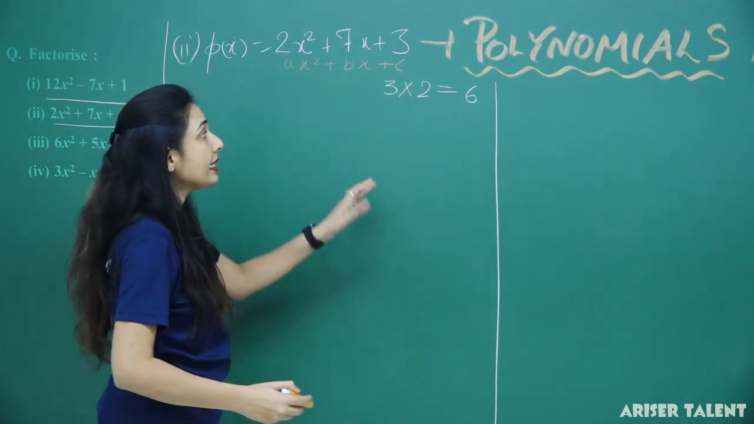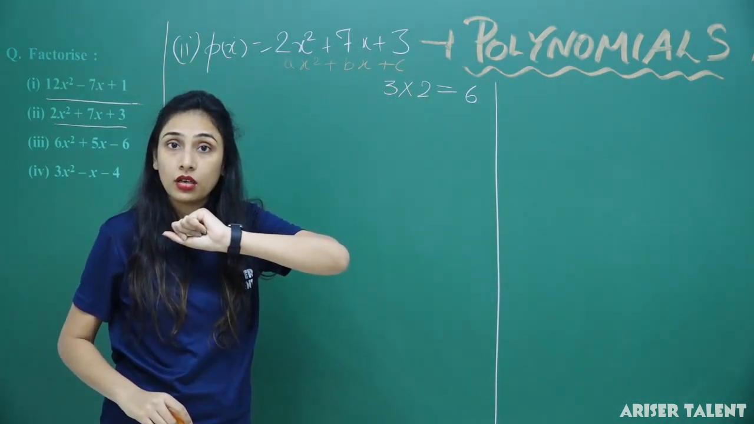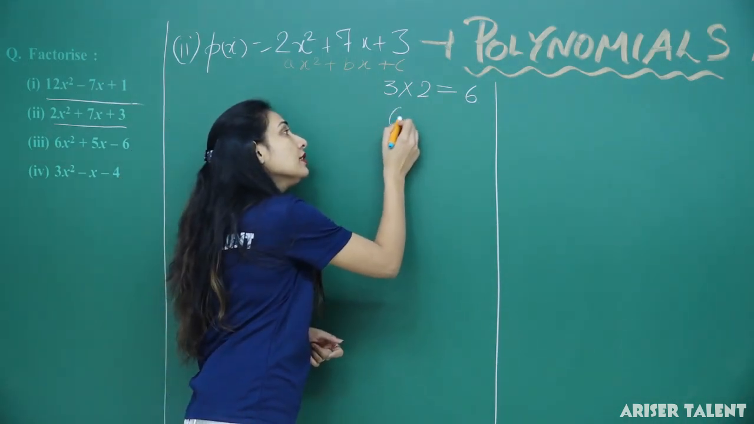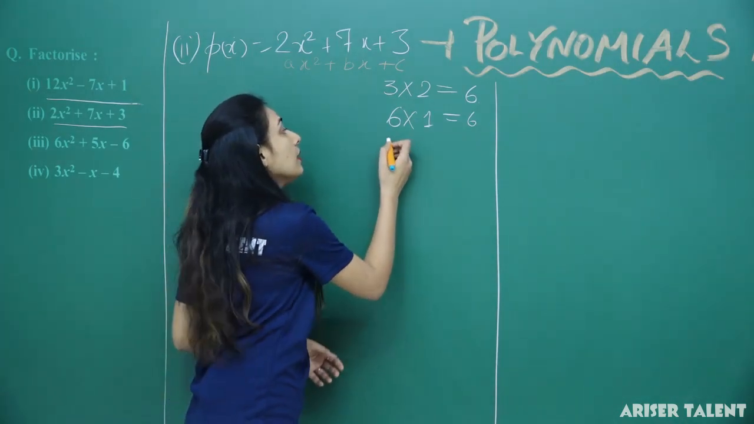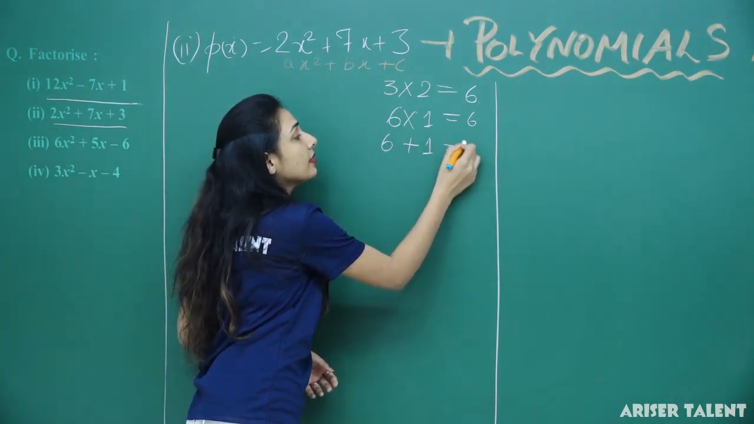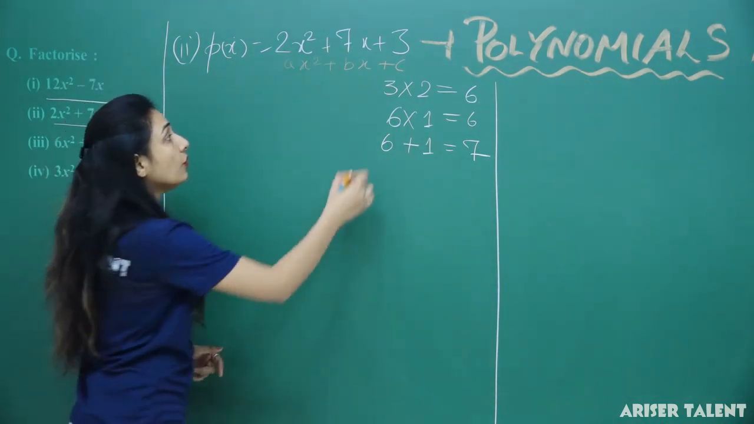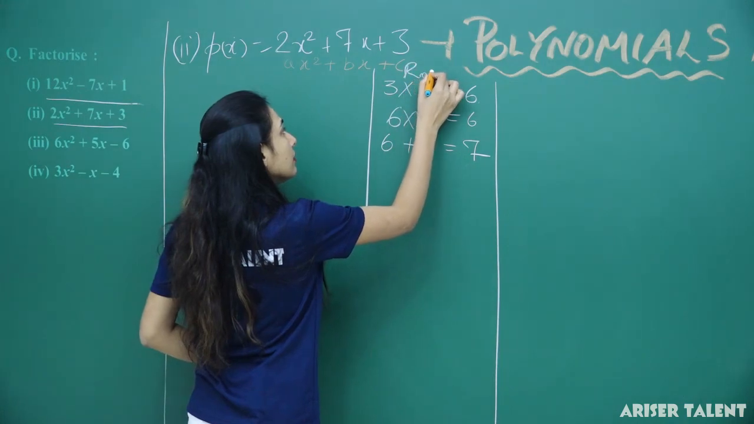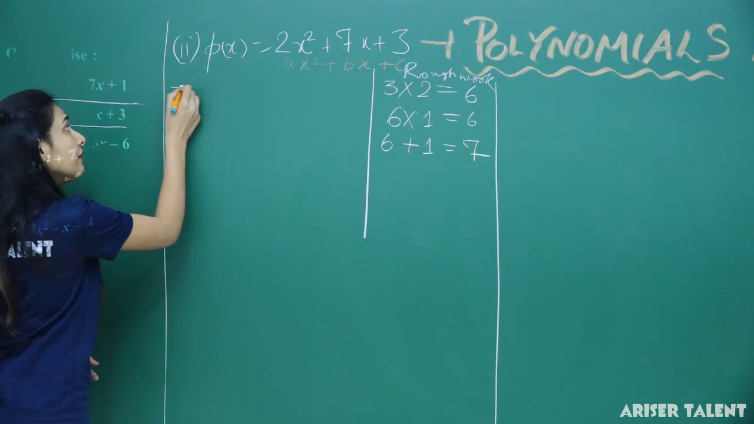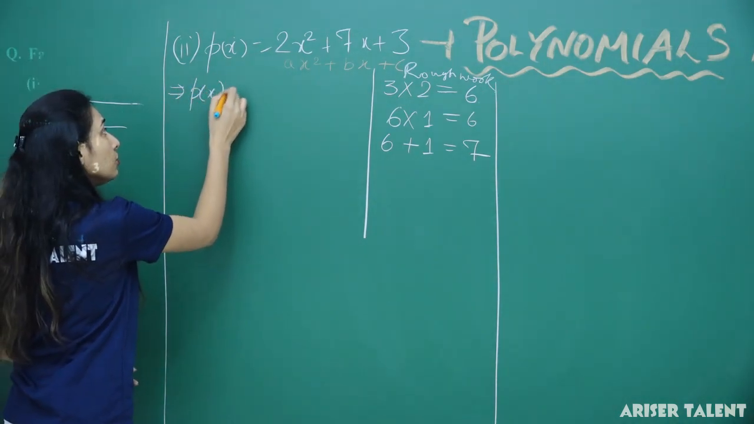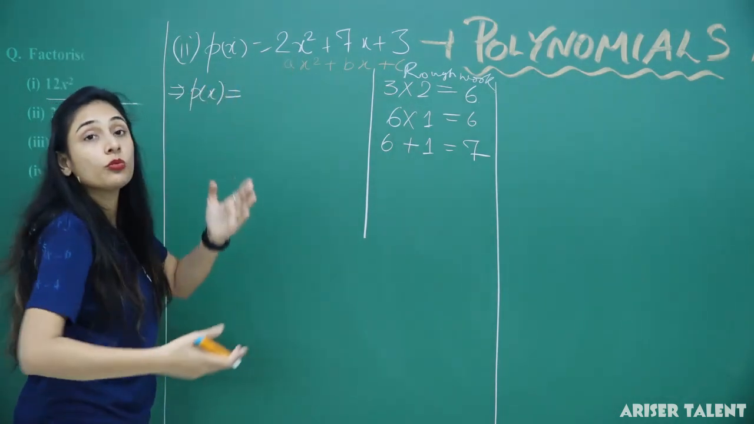So, 6 has prime factors 3 and 2. Now 3 plus 2 is 5. Now you also have 6 multiplied by 1 equals 6. Now the good news is 6 plus 1 is 7. This is what we are looking for. So this is all your rough work. Now you can rewrite it as p(x). Why are we doing all this exercise? To factorize the given polynomial.